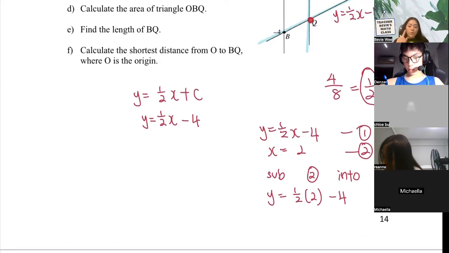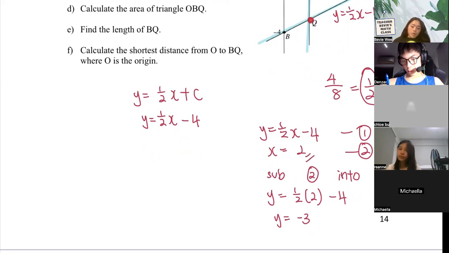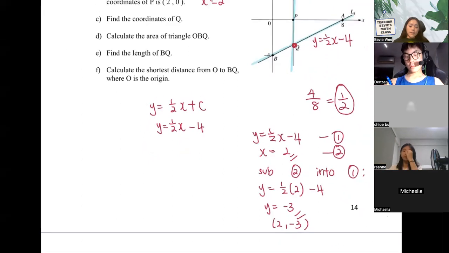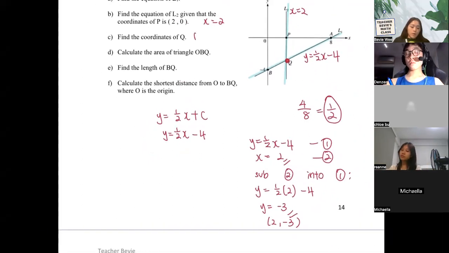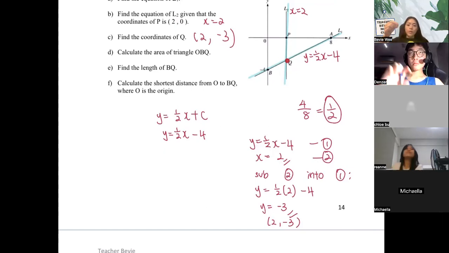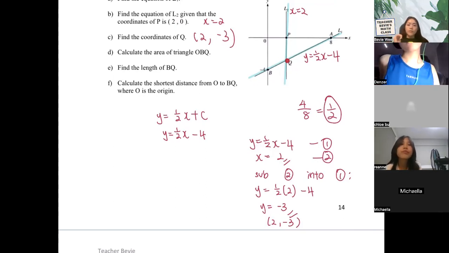Half times 2 is 1, and 1 minus 4 is minus 3. So I got my value of y, and I already got my value of x. So the point of intersection is (2, -3), and that is the coordinates of Q. Just keep in mind, as long as they are asking you to find the point of intersection, it is the simultaneous equations between these two equations. That's all.